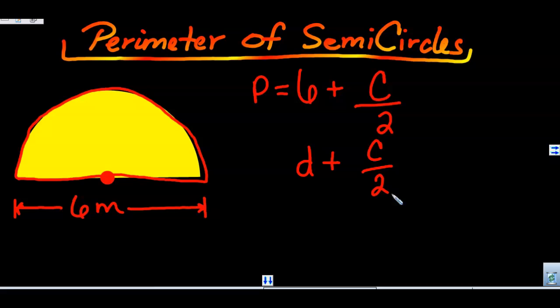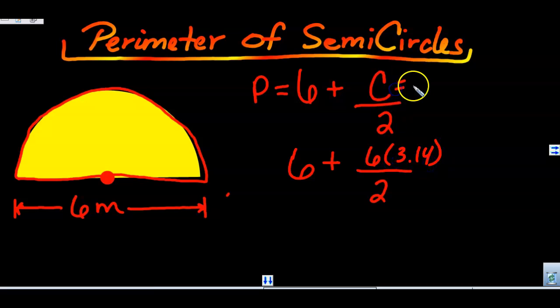The diameter here again is 6, but what's the circumference? Well, circumference is equal to diameter times pi. So we're going to use substitution. The diameter is 6 and pi is 3.14. Since circumference equals the diameter times pi, I can substitute 6 for d and 3.14 for pi.